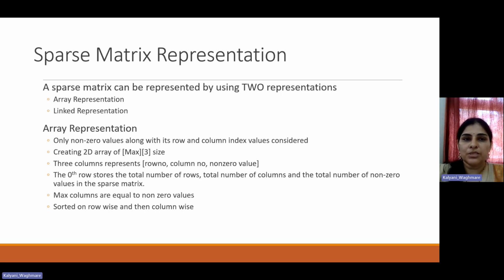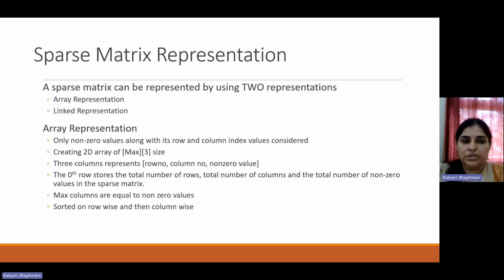When we are representing a sparse matrix by using arrays, we create a two-dimensional array where a maximum of three columns will be present, and the rows will be whatever number n of non-zero terms are present in that matrix. That's why we are saying only three columns are there. What are these three columns going to store? Row number, column number, and non-zero value.